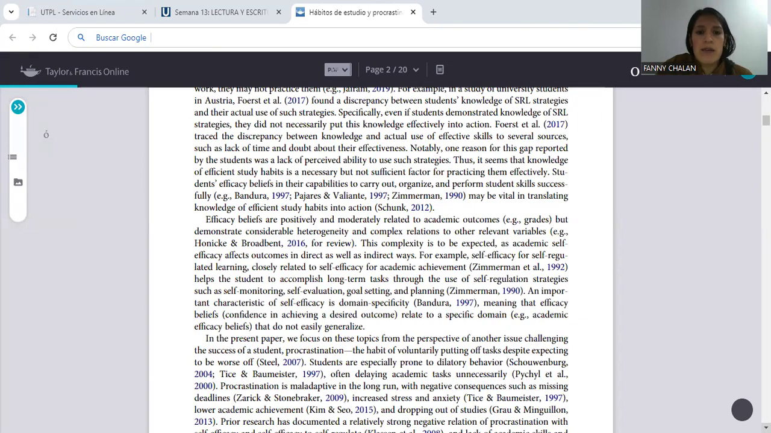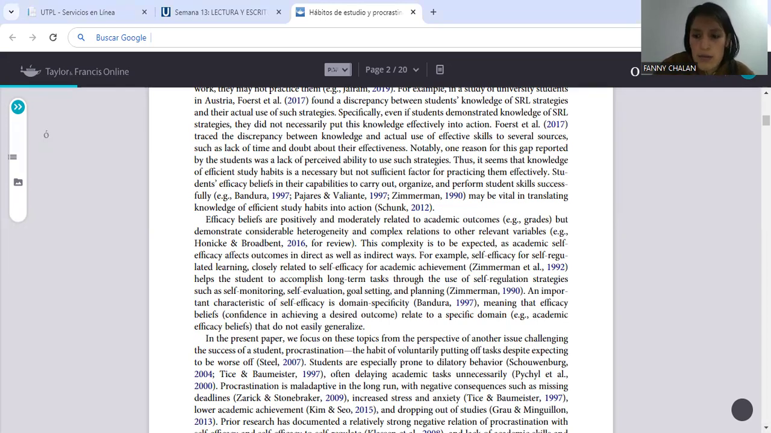The introduction established the connection between the lack of formal training in study skills, the importance of self-regulation strategies, the influence of ability beliefs, and the problems of procrastination as topics to address in the article. The objective of the study is to evaluate the importance of academic study habits in procrastination, considering self-efficacy as a possible mediating factor.